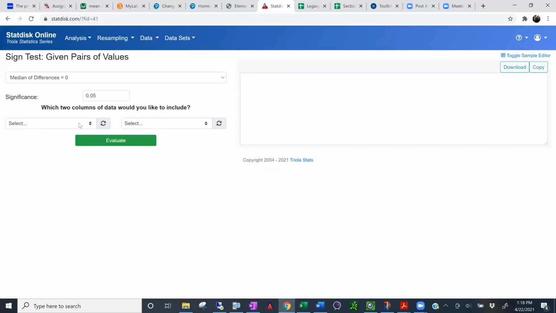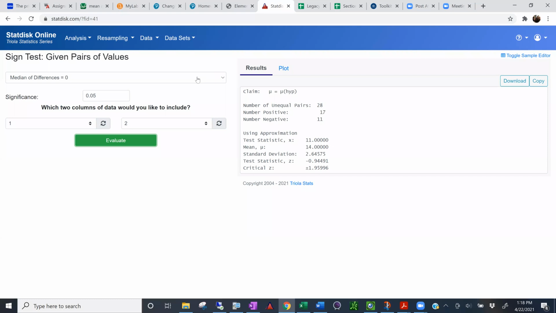So given pairs of values, we have columns 1 and 2. We're looking for the median difference. And bam. It calculates some test statistics for us, and then gives us our Z statistic of negative 0.944, etc.